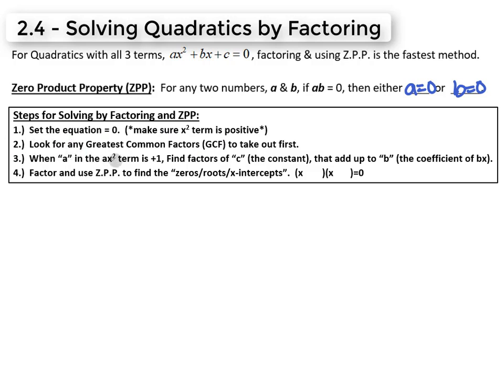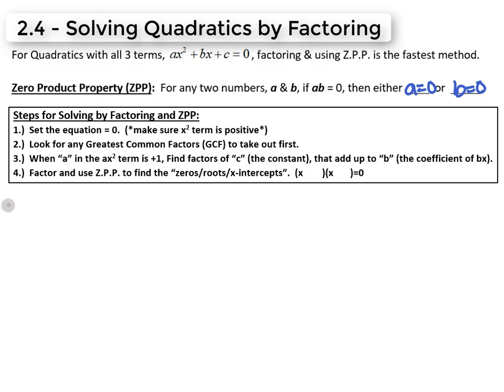Then we want to look for any greatest common factors, or GCFs, to take out. Anytime you are asked to factor, the greatest common factor should be one of the first things you look for when we start the factoring process. That's really important. When a, the term in front of our x squared, is +1, we want to look for factors of c, which is the constant at the end, and factors are things that multiply to it. So two numbers that multiply to c that add up to b. So we're looking for values that multiply to c that add up to b.